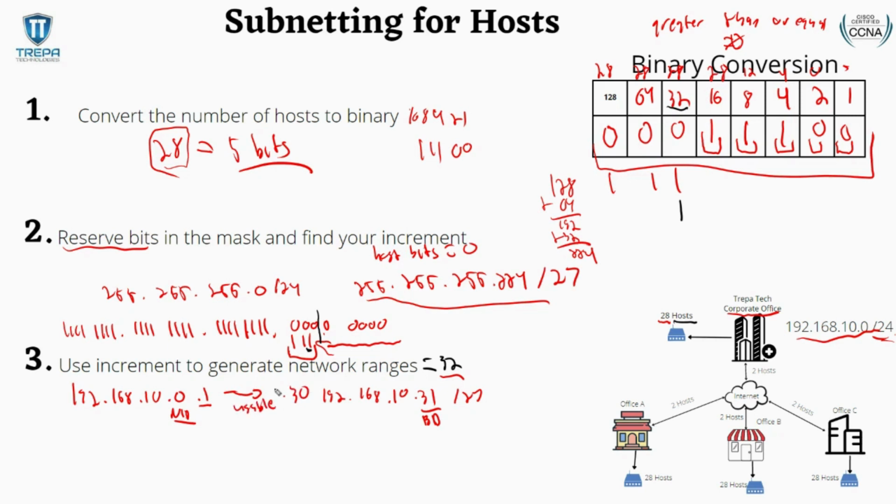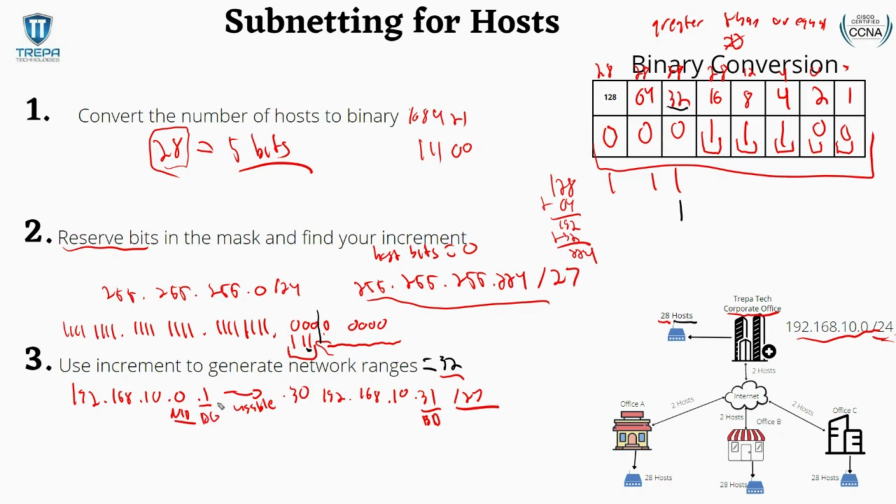All right. So we have just subnetted for our Trepa Tech corporate office. Our new subnet is 192.168.10.0/27. Our net ID is .0. Our broadcast address is .31. And .1 through .30 is our usable, with .1 most likely going to be our default gateway.